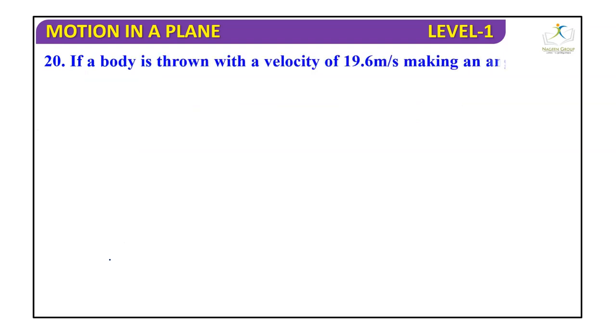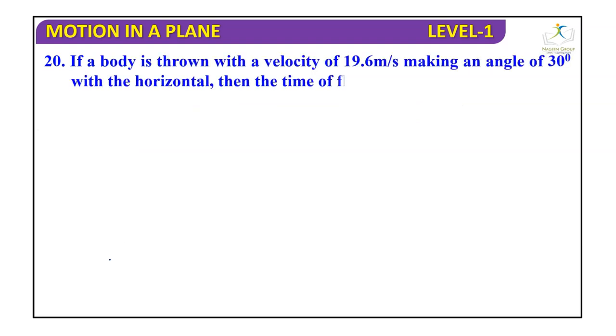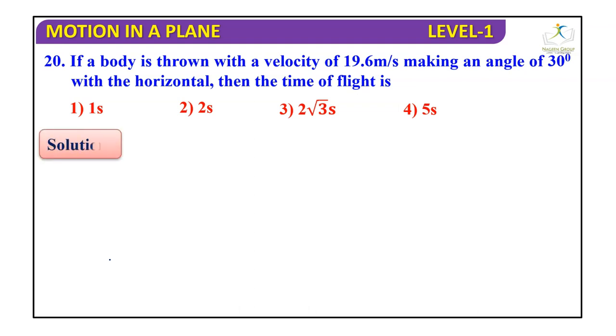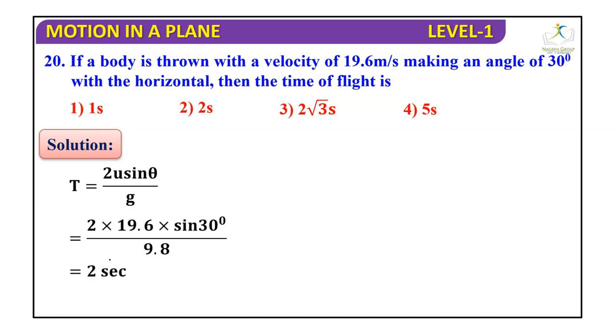Next question is, if a body is thrown with a velocity of 19.6 meter per second, making an angle of 30 degrees with the horizontal, then the time of flight is 1 second, 2 second, 2 root 3 second, or 5 second. Students, it's again not a very hard question. It's easy. We have to apply the time of flight equation, which is 2u sin theta by g. After putting all these values, we get the result 2 seconds.